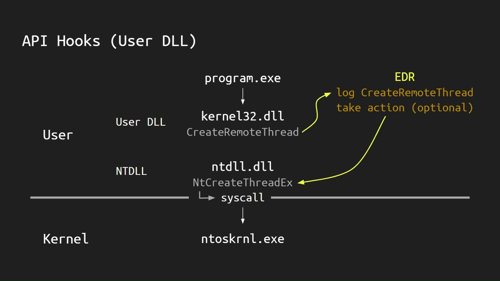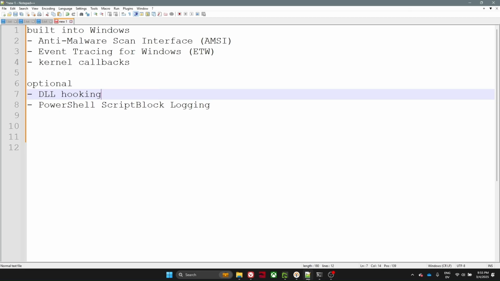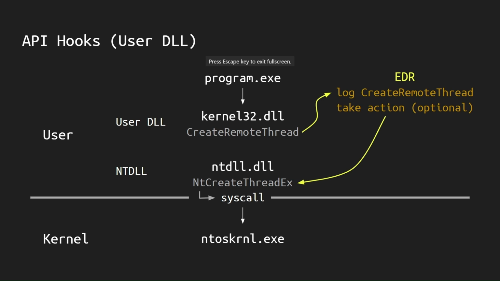So that is DLL, not DLL hijacking. What is it called? DLL hooking. Sorry, I'm blanking here. So that is DLL hooking. It's called hooking because those instructions that you add to tell it to jump to the EDR are called a hook, right?